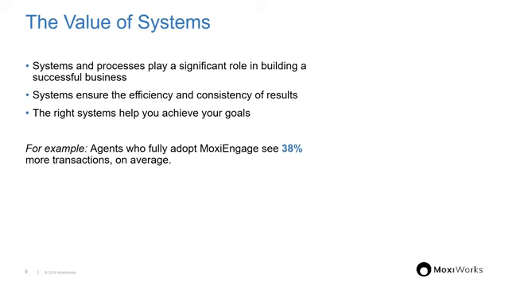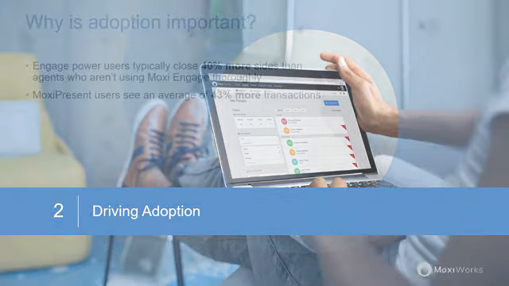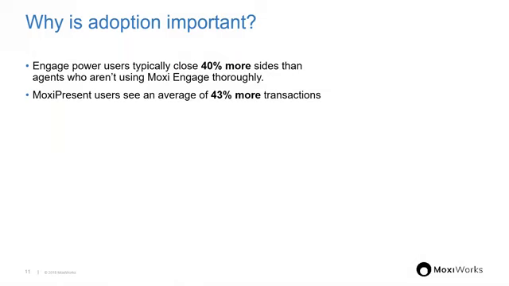Okay, next we are going to be talking about driving that adoption. What is important about using these systems, and what can you do to help drive that adoption and get more agents to work with it? So, why is it important?